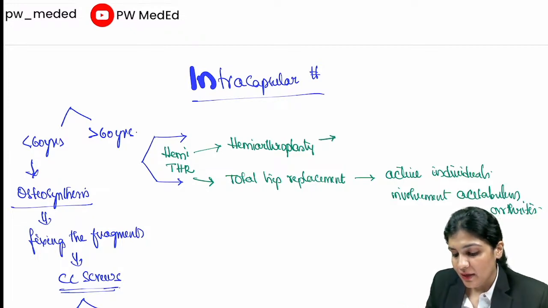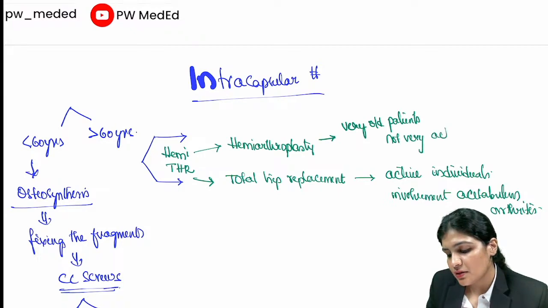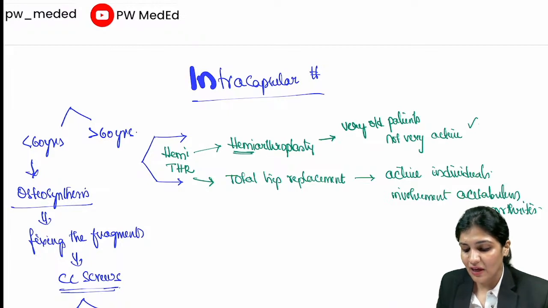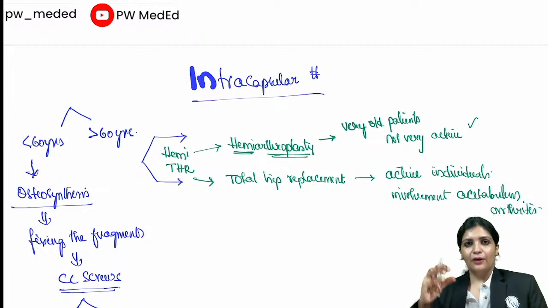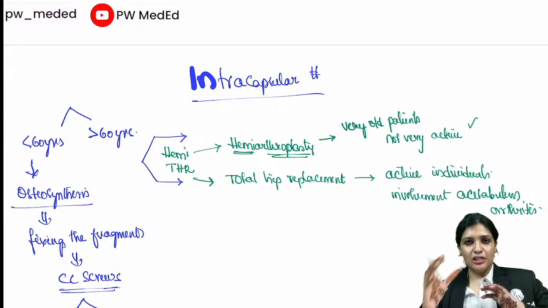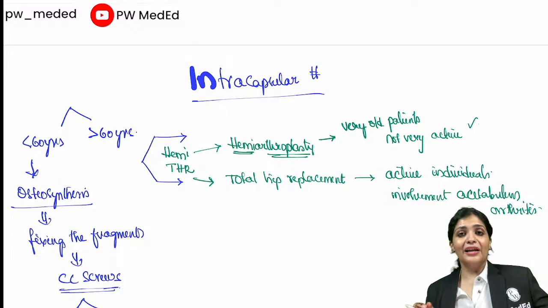Hemi-arthroplasty is usually for very older patients, not very active individuals, right? So you go for hemi-arthroplasty. Hemi is half, this half, the femoral head only. Now if you remember, the hip joint is made of the femoral head and acetabulum, right? So that completes the joint. Now we are replacing only half of the joint, that is hemi-arthroplasty, where the femoral head is replaced.